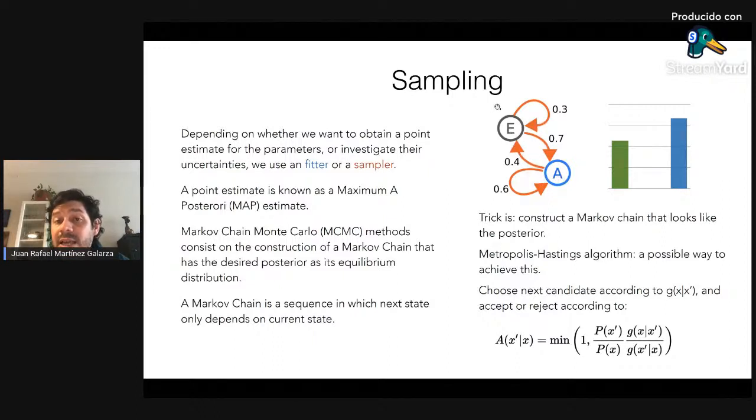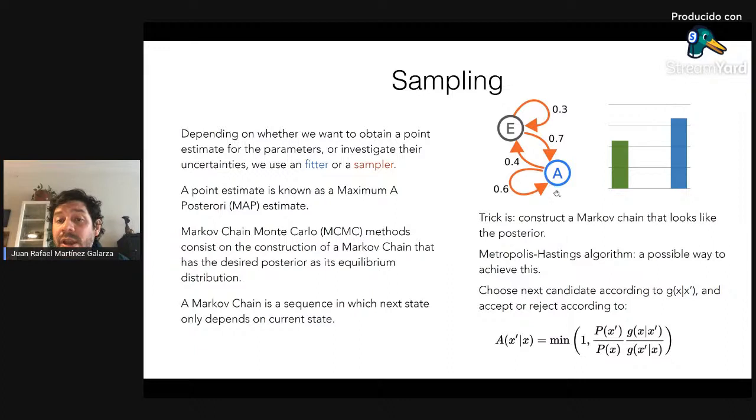And if you do that many times, if you just drop a particle and start moving it according to these probability rules, eventually you will get a distribution of events of how often you're in A versus how often you're in E. And all you have to do with this for sampling a posterior is come up with a Markov chain like this, such that the distribution of outcomes looks like your posterior. And the way to do that is with the Metropolis-Hastings algorithm, right?